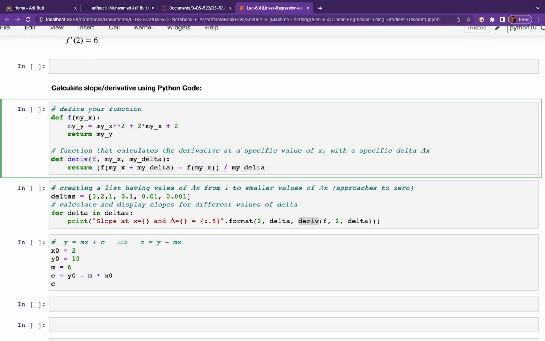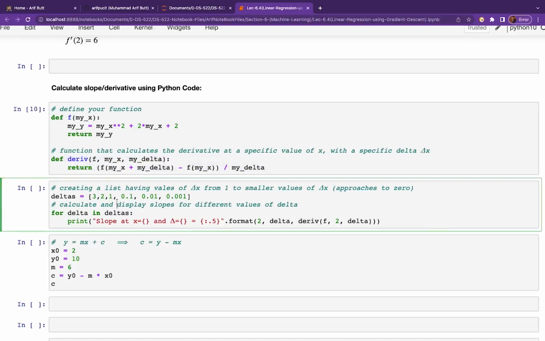Okay, let me execute this code. And now over here in this code cell, I'm just calling the deriv, that is the derivative function, and passing it the three arguments where f is the function, 2 is the value of x, and this delta is actually over here a list of different delta values.